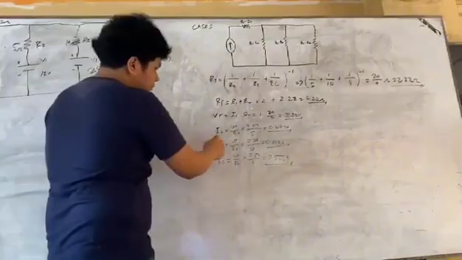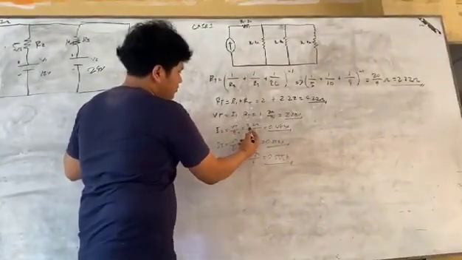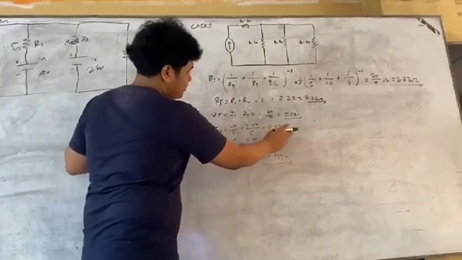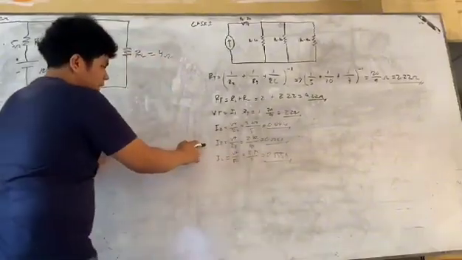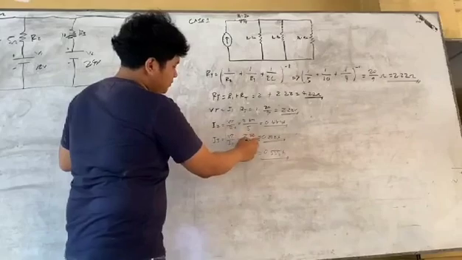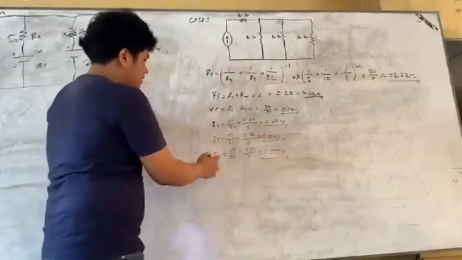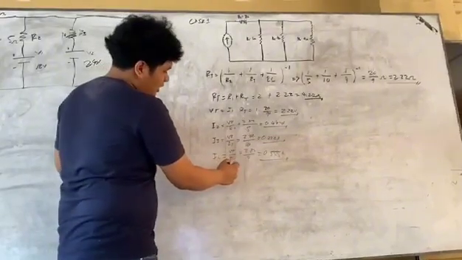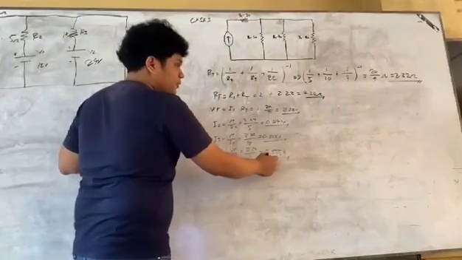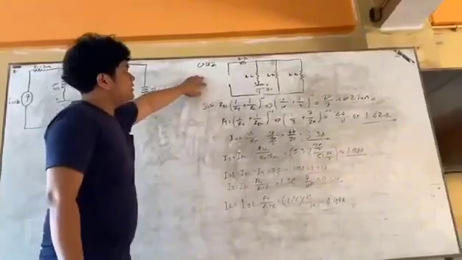So we will get I2, which equals VT over R2, equals 2.22 over 5, which is equal to 0.444 ampere. And I3 equals VT over R3, or 2.22 over 10, which is 0.222 ampere. And then IL equals VT over RL, equals 2.22 over 4, which is equal to 0.555 ampere. So we have case 2, where we will short circuit to the right.